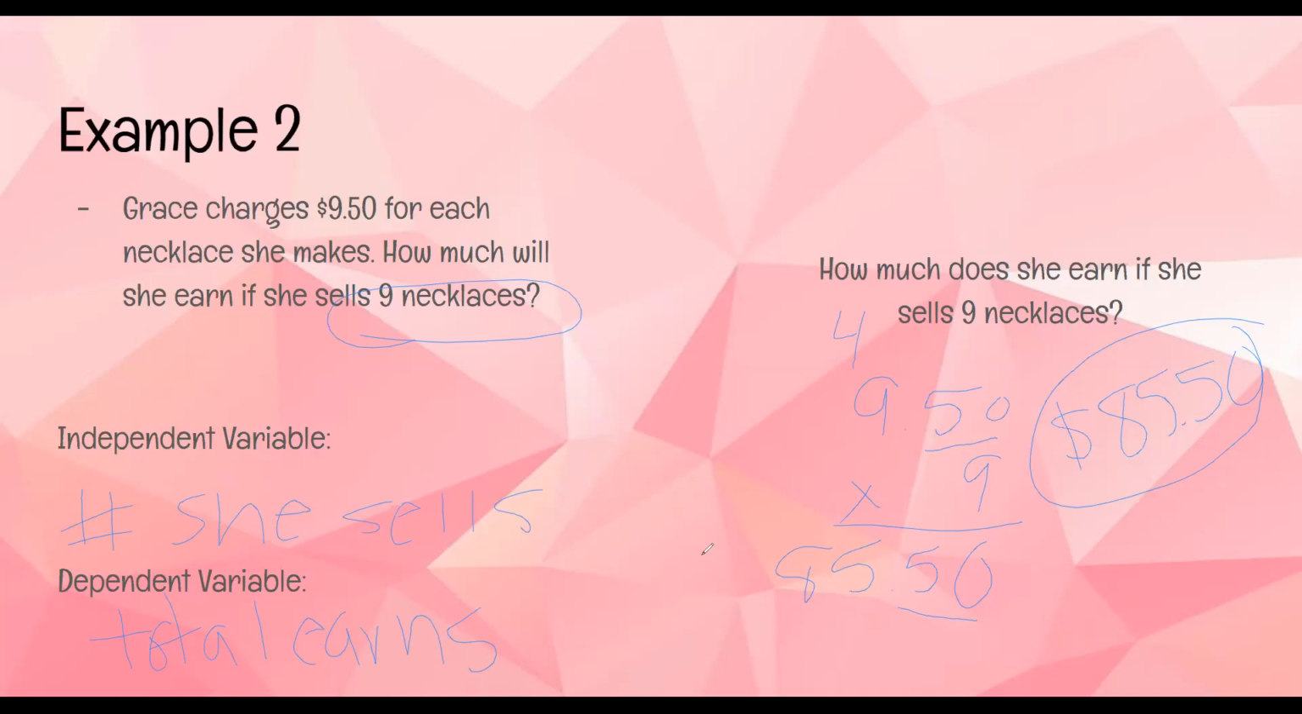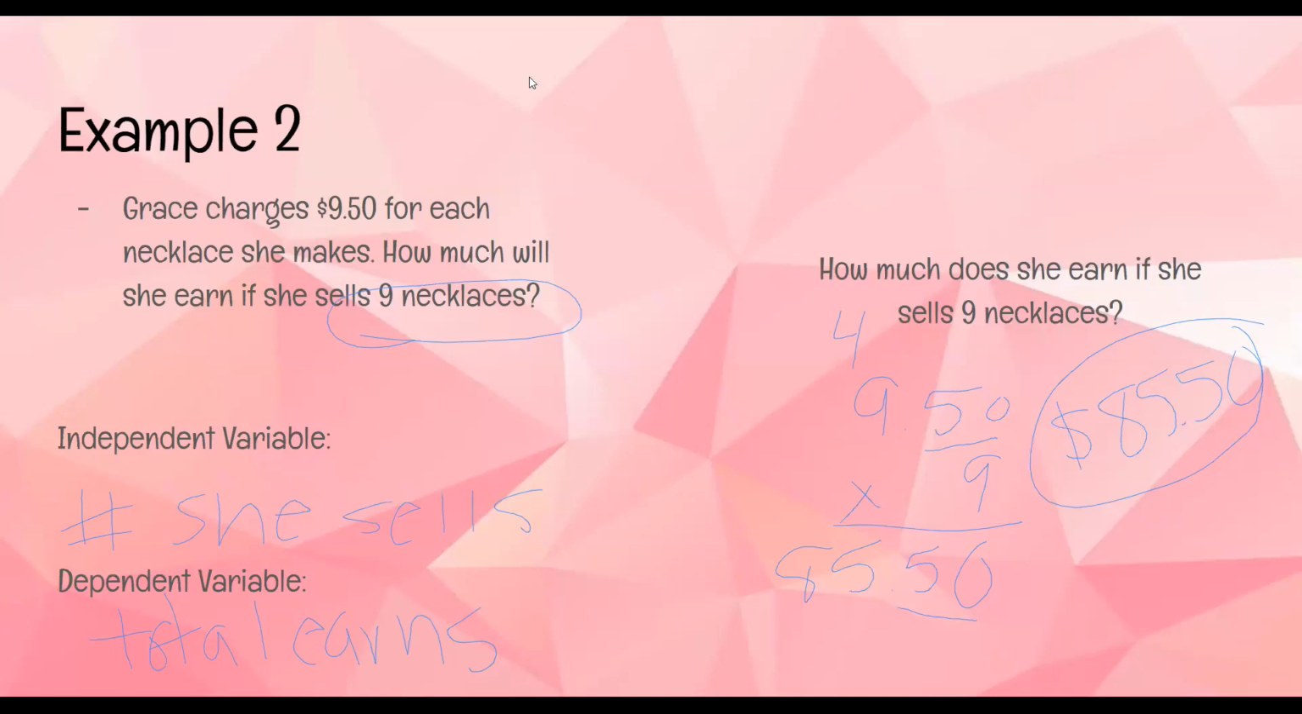If you guys have ever cut grass before to earn money, or if you do chores and you earn money that way, the amount of money that you get depends upon how many yards you cut, how many things around the house that you did. So think about it in that way. Your dependent variable depends upon what you're doing or what she sold.